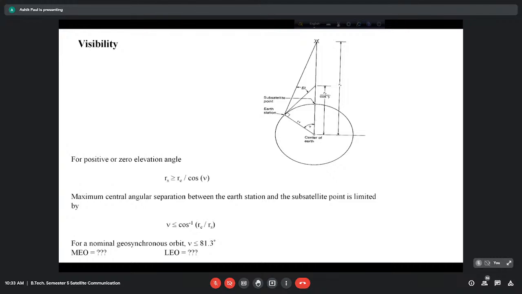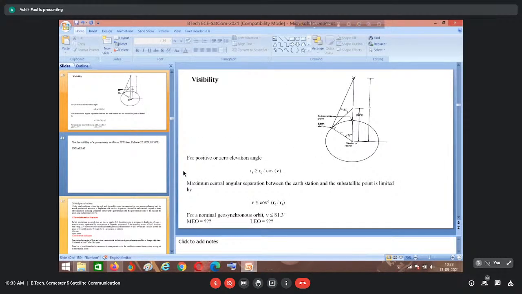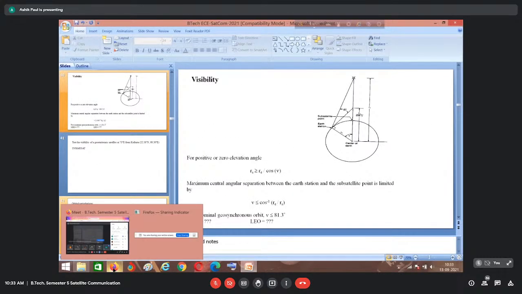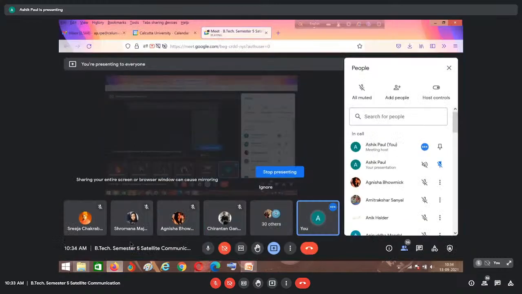So that condition has to be consolidated into a mathematical relationship. And that mathematical relationship is governed by the visibility condition. I think we will go to this particular topic in the next class, and we will stop here for today.